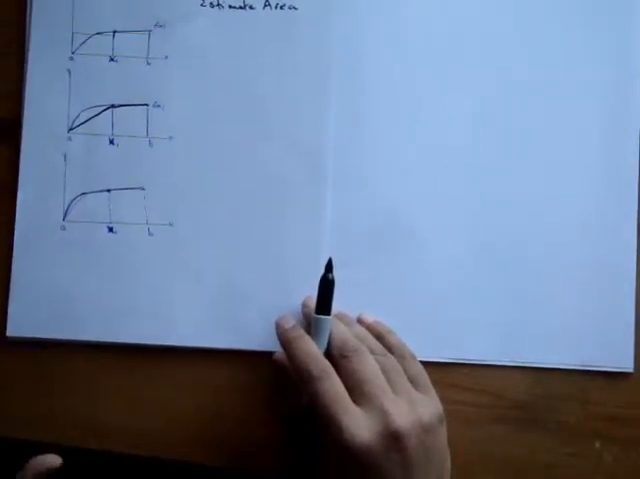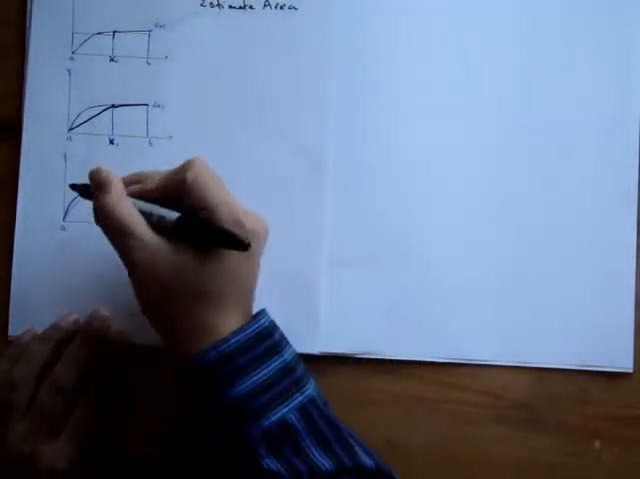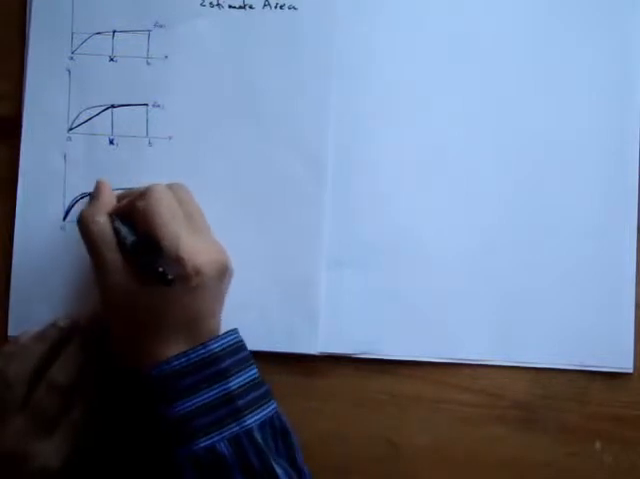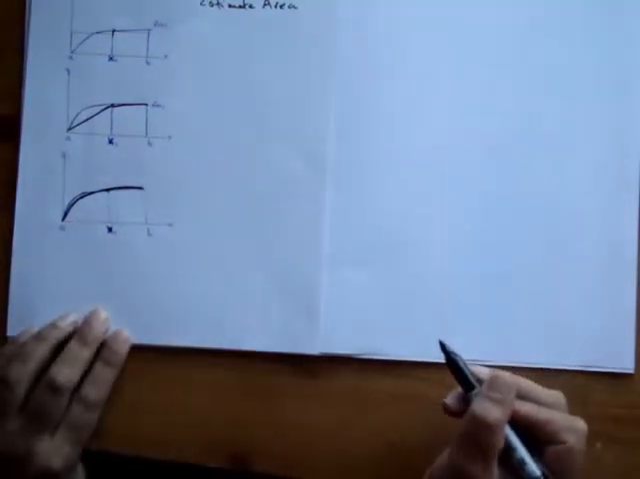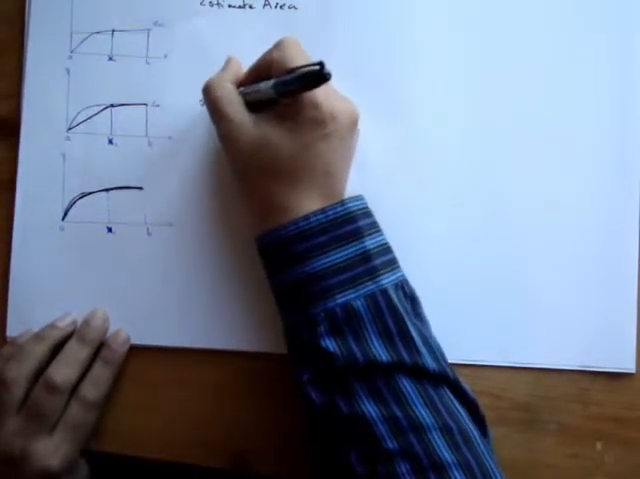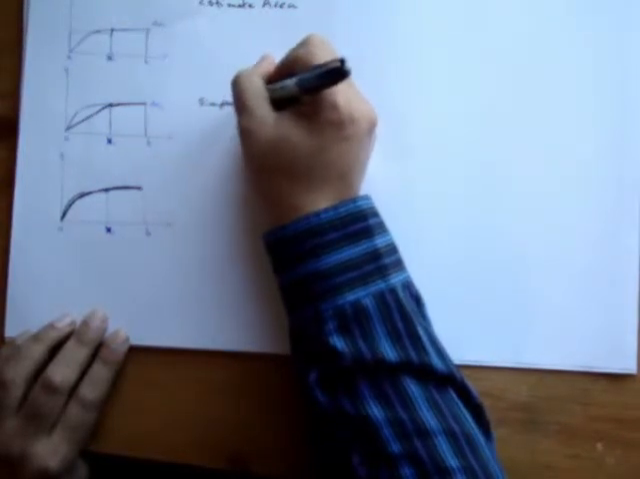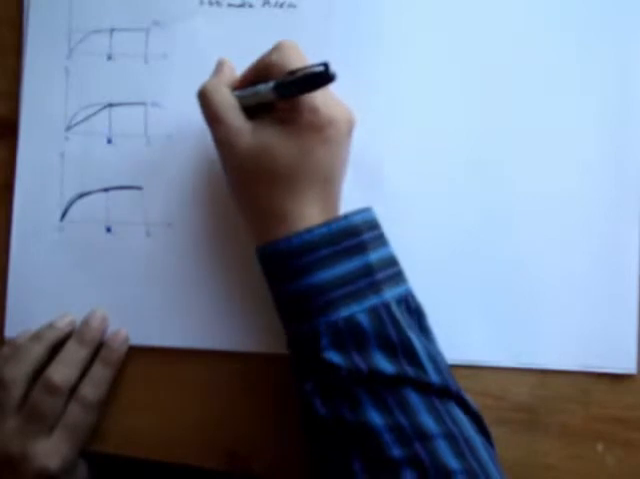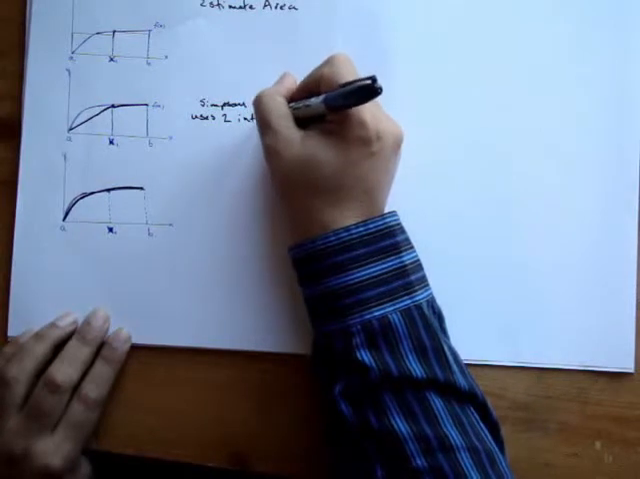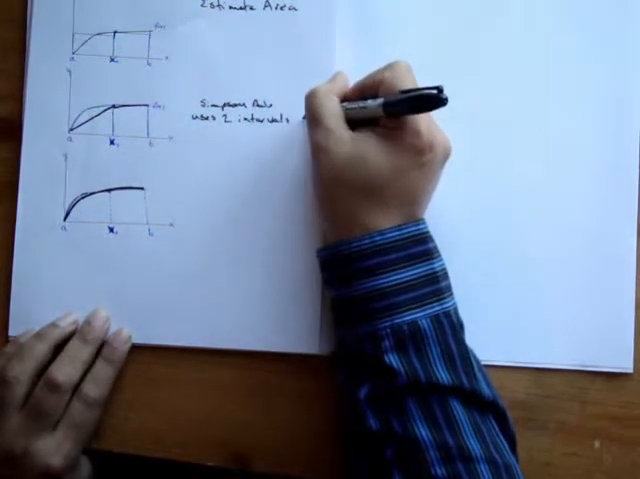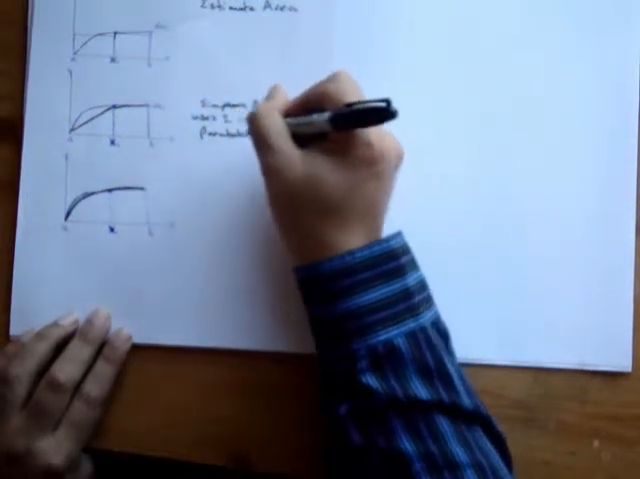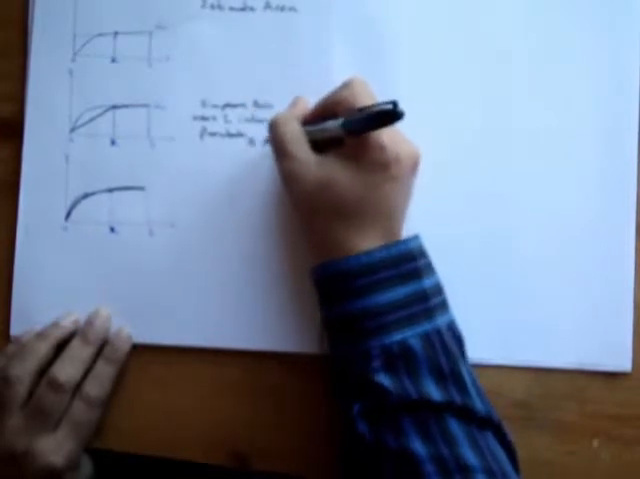And with Simpson's 1/3 rule, what we use is a parabola. Say going over these two intervals, we would have a parabola going through there and like that. So Simpson's rule uses two intervals for a parabola. And this is an estimate, or a very good estimate, of the area.